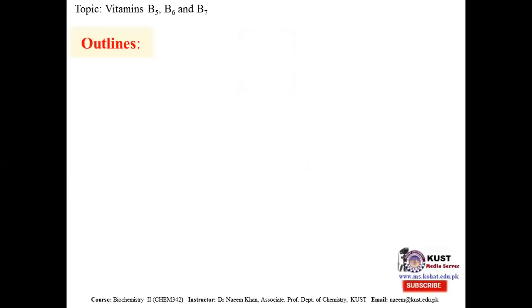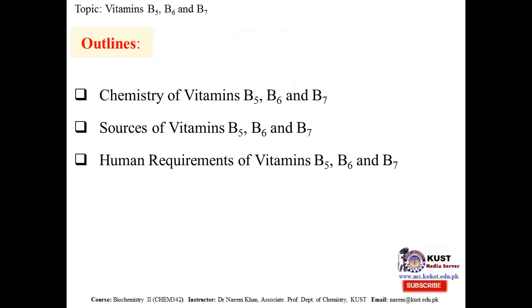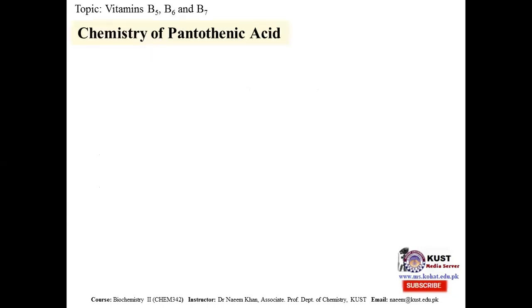Outline for today's lecture: we will discuss the chemistry of the subject vitamins, I mean the chemistry of B5, B6, and B7. We will highlight the important sources of B5, B6, and B7. And then we will highlight the human requirements of each of these vitamins, and we will explain the important functions of vitamin B5, B6, and B7. Let's make a start.